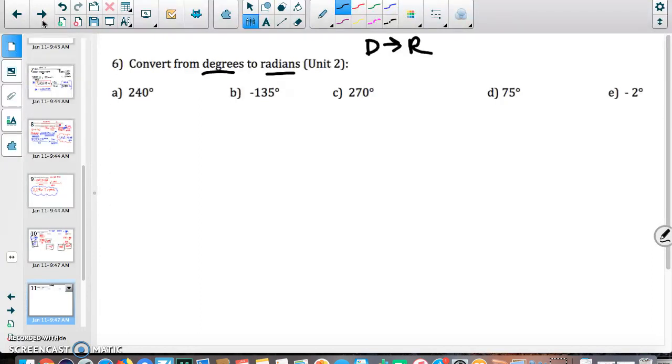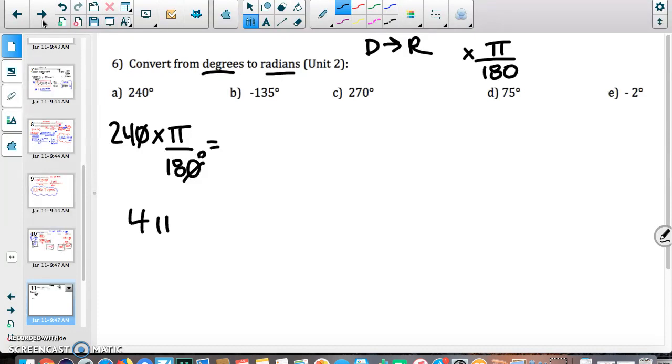So next, to go from degrees to radians, what you want to do here is multiply by pi over 180. So 240 times pi over 180. I would just cancel out these zeros. Think about what 24 divided by 18 is. Can I simplify that? Yes, you can. It is going to be 4 pi over 3 radians.